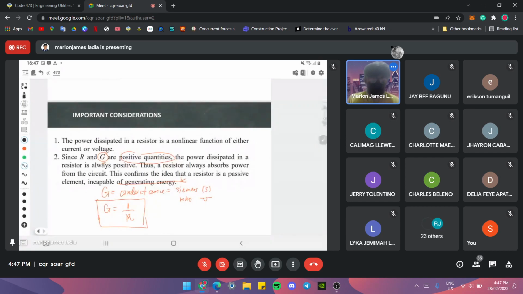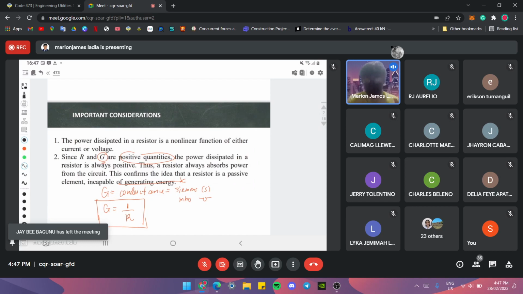So review na lang. So, important considerations when you are solving circuit elements is that the power dissipated in a resistor is a nonlinear function of either current or voltage. Nonlinear siya because particularly a current and voltage, pag sinasabi kasi nating mga parameters there is that normally it is going sinusoidally. Okay? But in direct current, nagkakaroon tayo ng tinatawag nating constant. Okay? Constant yung ating graph.